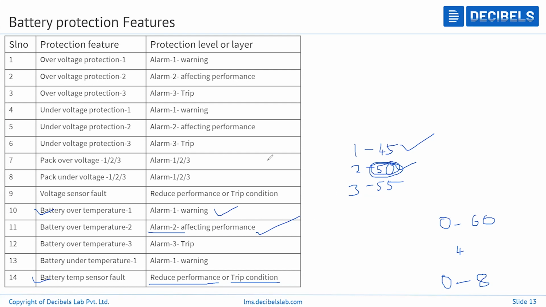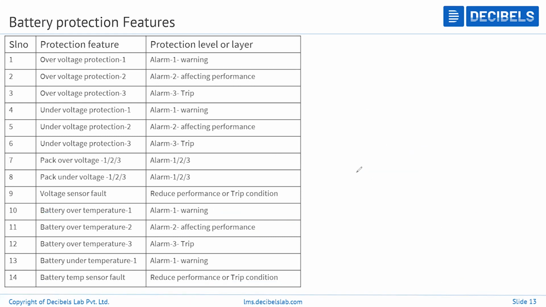At the end, we can discuss once we finish it. And the same with respect to level 3, it undergoes the trip condition.